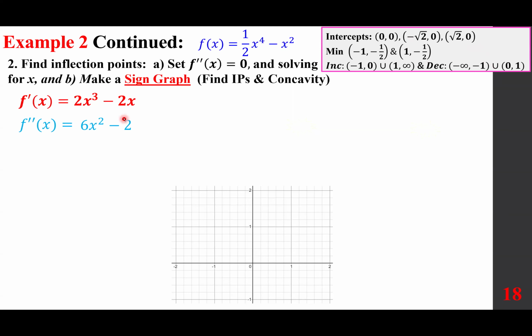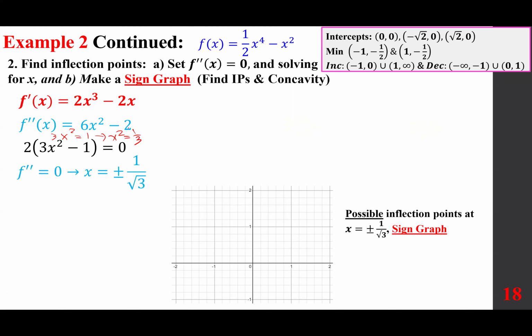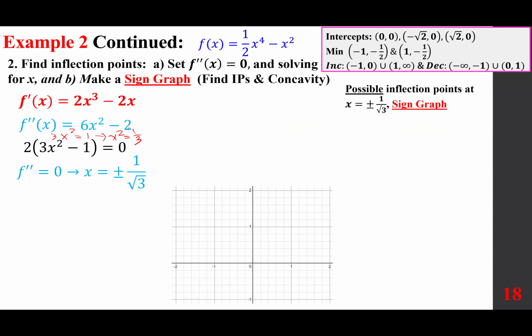And to set this equal to 0, we factor the 2 out. Three x squared minus 1 is 0. 3x squared is 1. X squared is 1/3. And x is plus minus 1 over square root of 3. We are going to figure out whether we have inflection points or not. Those are possible points.